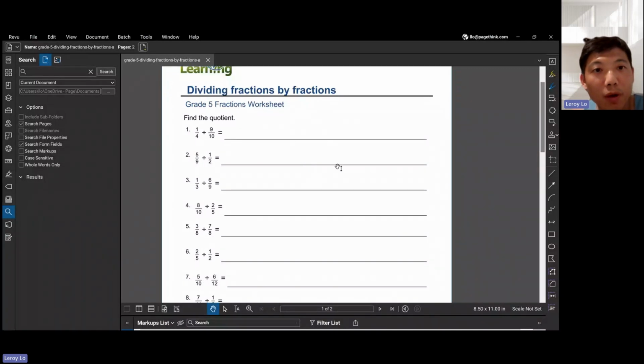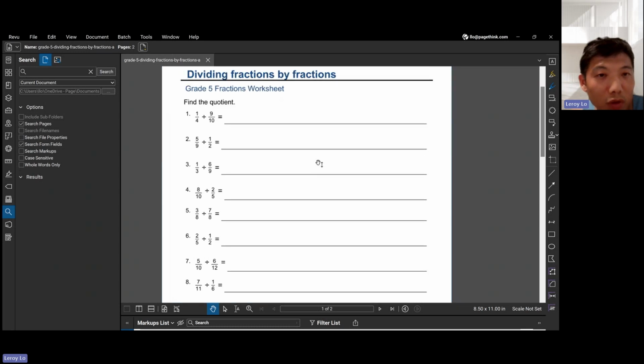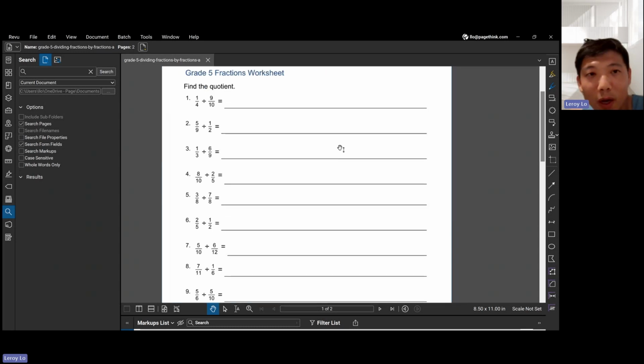So today we want to find the quotient, and this is the section focusing on dividing fractions by fractions. So let's get on to this. We have a couple questions here, 1 to 10, and we'll go over one by one. You can pause anywhere you want, and I can continue to explain step by step for you guys. So number one, 1 over 4 divided by 9 over 10.